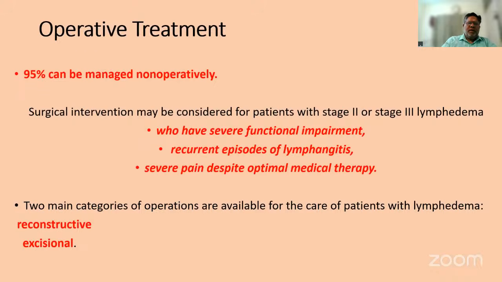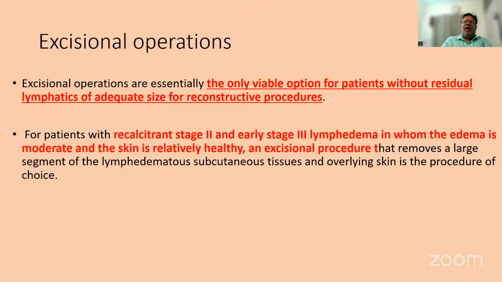Operative treatment is usually done for stage 2 or stage 3 lymphedema who have severe functional impairment, recurrent lymphangitis, and severe pain despite medical therapy. There are two types of treatment, reconstructive and excisional. Excisional operations are viable only for patients without residual lymphatics of adequate size for reconstruction. If some residual lymphatics are there, you can do a reconstructive procedure, which I will be discussing in further slides. So for patients with a stage 2 recalcitrant or an early stage 3 in whom edema is moderate and skin is relatively healthy, an excisional procedure can be done.